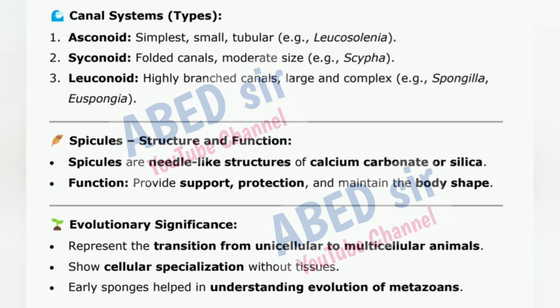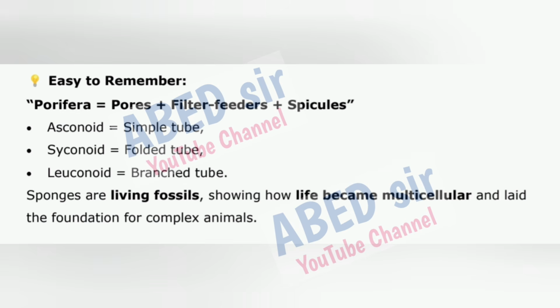Evolutionary significance. Sponges represent the transition from unicellular to multicellular animals. They show cellular specialization without tissues. Early sponges helped in understanding evolution of metazoans. Easy to remember: Porifera equals pores plus filter feeders plus spicules. Asconoid equals simple tube. Syconoid equals folded tube. Leuconoid equals branched tube. Sponges are living fossils, showing how life became multicellular and laid the foundation for complex animals.